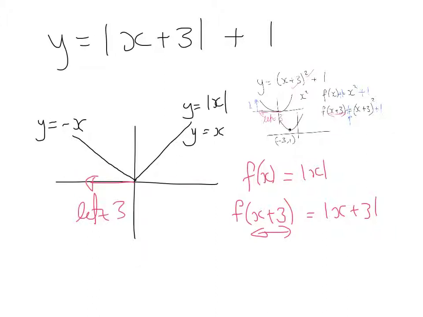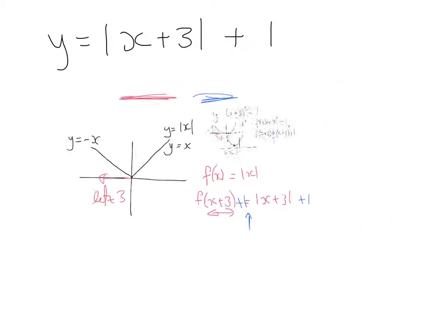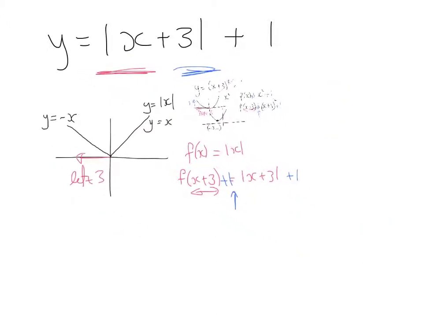And then we're going to plus 1 on the end, plus 1, and that's going to move the graph up 1 in the same way. So this bit's up 1, and this bit's left 3 from the original shape. So overall we end up with a graph which is the original graph, but left 3 up 1. Like that. And that's your minus 3 there. And that's your 1 there.